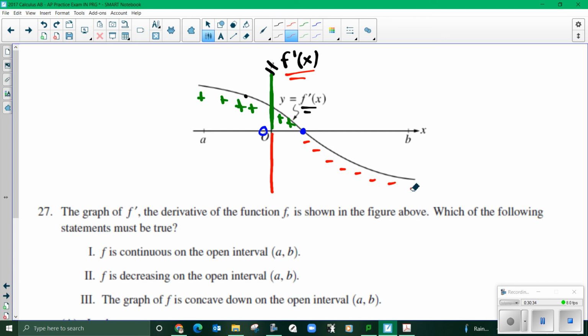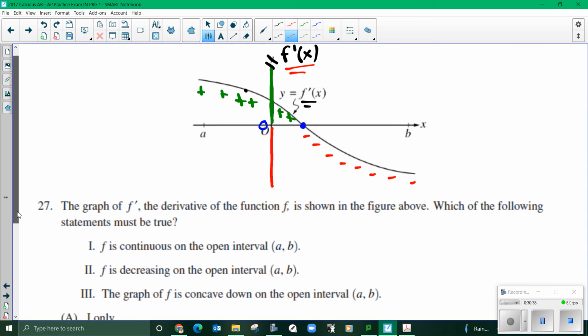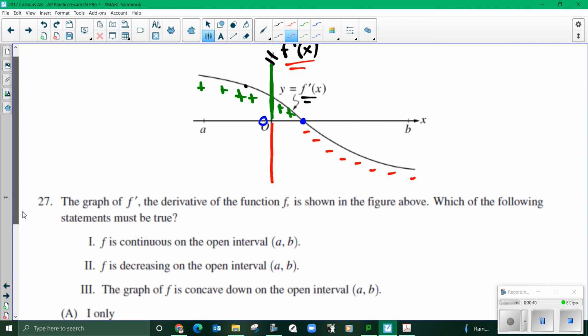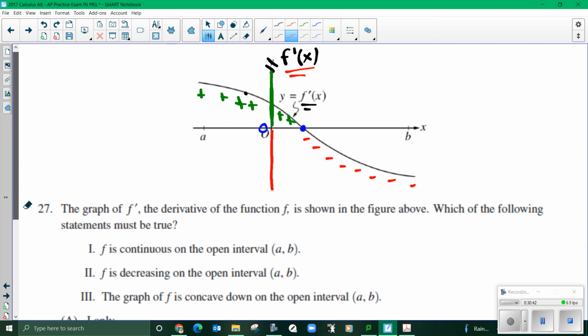So let's take a look at our choices here. F is continuous on the open interval from A to B. So from A to B, you can take the derivative everywhere. The rule of thumb is if you can take the derivative, it has to be continuous. So if it is differentiable, it is also continuous. So that is true.